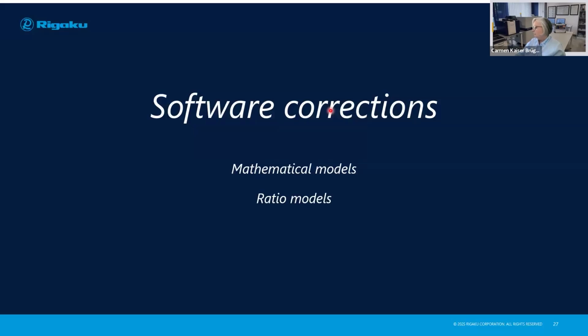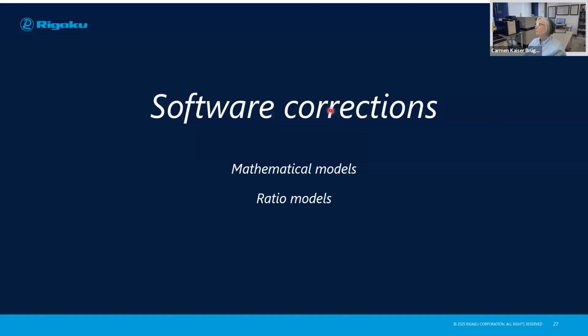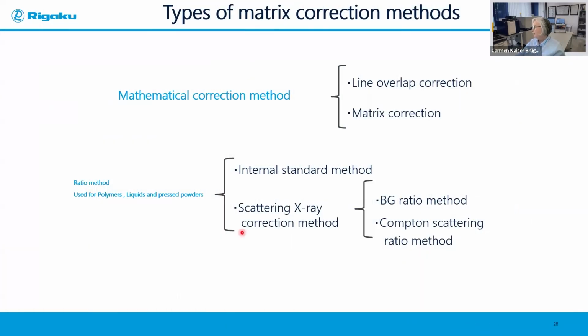Of course, in the next few slides, I just wanted to show you what kind of software features we have. We can have what we call mathematical corrections or even ratio models. The mathematical corrections that we have are divided into matrix corrections. So we can have theoretical alpha corrections, and we can have line overlap corrections. These are the classical ones that we can use in XRF.